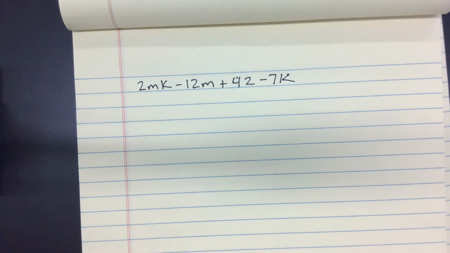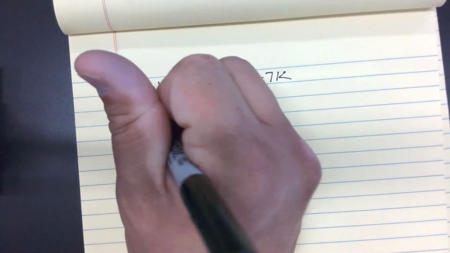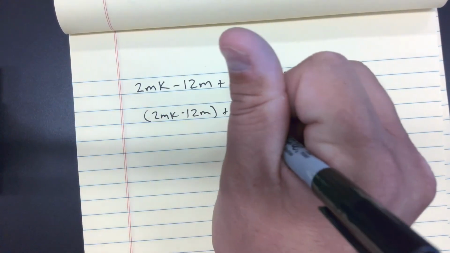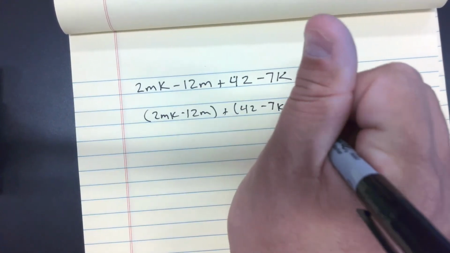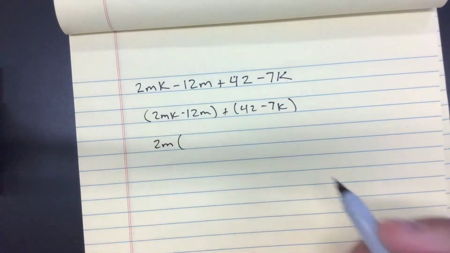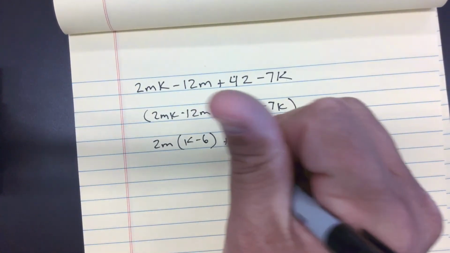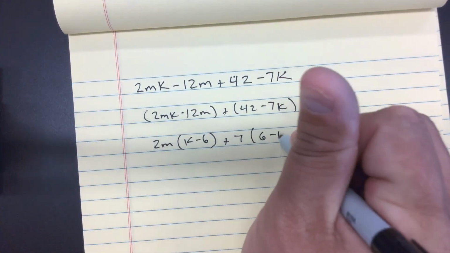Okay, I'm going to quickly go through this first part just to show you. I'm going to get down to where the parentheses are. So we're going to split it, and we're going to factor. Out of the first one, I can factor out 2m, which leaves k minus 6. Out of this one, I can factor out 7, which leaves 6 minus k.